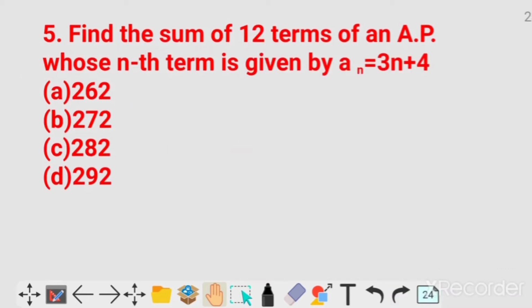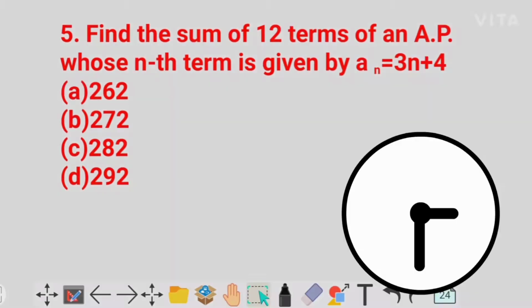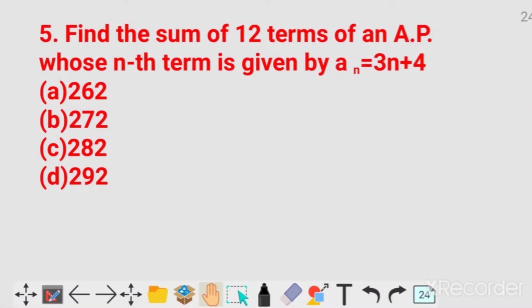Now the next question is, find the sum of 12 terms of an AP series whose nth term is given by an equals 3n plus 4. The options are 262, 272, 282 and 292. So your time starts now. The right answer is option C, that means 282.